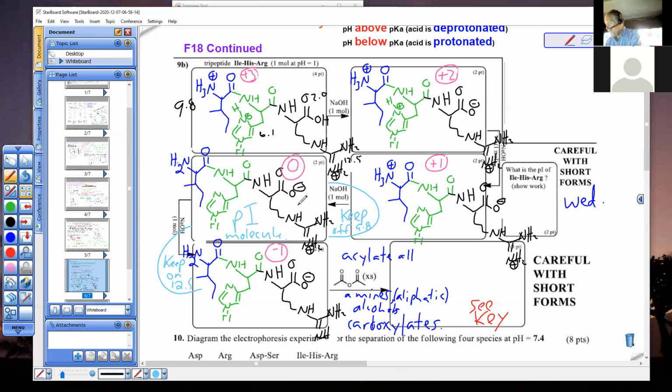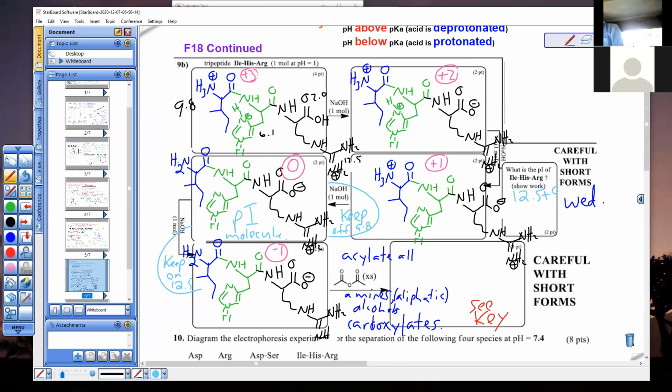How do you keep an H off? Do you go above that number or below it? If you go above the number, the H comes off. If you stay below a number, the H stays on. So if I'm below 12.5, this stays here. If I'm above 9.8, this stays off. Okay, so PI is 12.5. Notice there's a lot of numbers at the start of this question, but only 2 of them are ever relevant for PI.